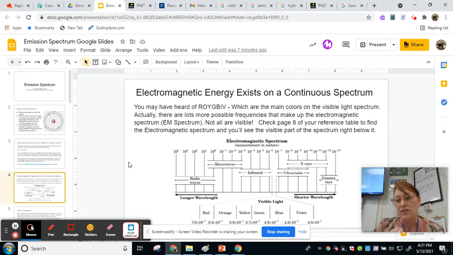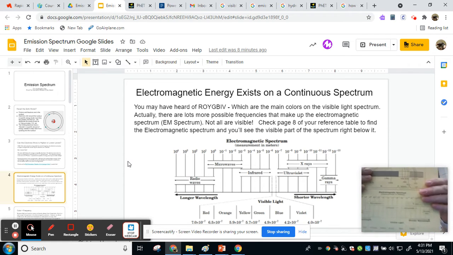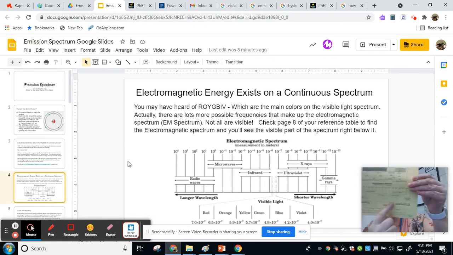Alrighty, so let's understand what electromagnetic energy is. We're going to need to understand that to understand how we can use light to prove that electrons exist in energy levels, which is what the Bohr Model says. So you might have heard of Roy G. Biv, which is the colors of the visible light spectrum, but actually there's a whole continuous color with all the shades in between. And on page 8 at the bottom, you've got the full electromagnetic spectrum here.